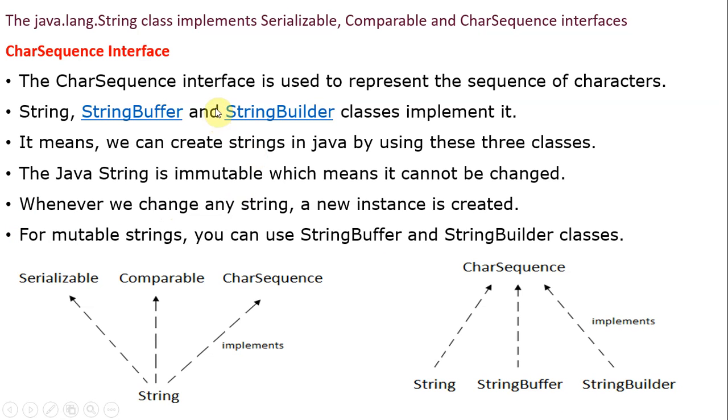If you want to work with the String class, it should implement any one of these interfaces. Along with the String class, we have two more classes, StringBuffer and StringBuilder. All three classes implement the CharSequence interface. String is immutable, meaning once you define the data, it won't change. But with StringBuffer and StringBuilder, the same string data we are defining, it is possible to change the data. That is called mutable.